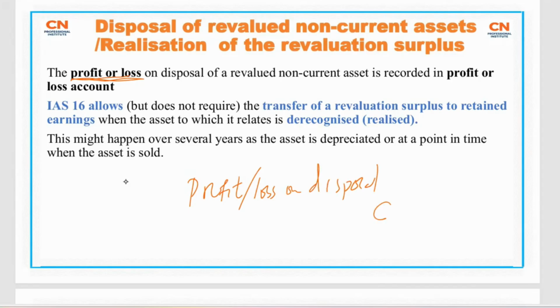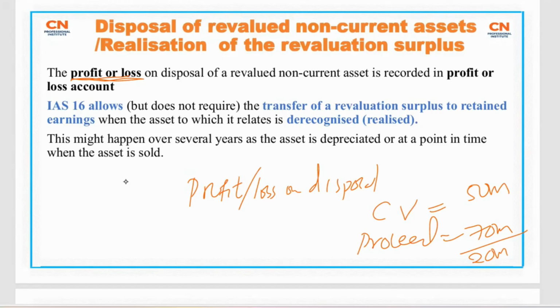You compare the carrying value with what? The proceeds. Don't forget that. So if the carrying value is, let's say, 50 million, but you sold it for 70 million, then you have a 20 million gain on disposal, which will be recorded in profit or loss.